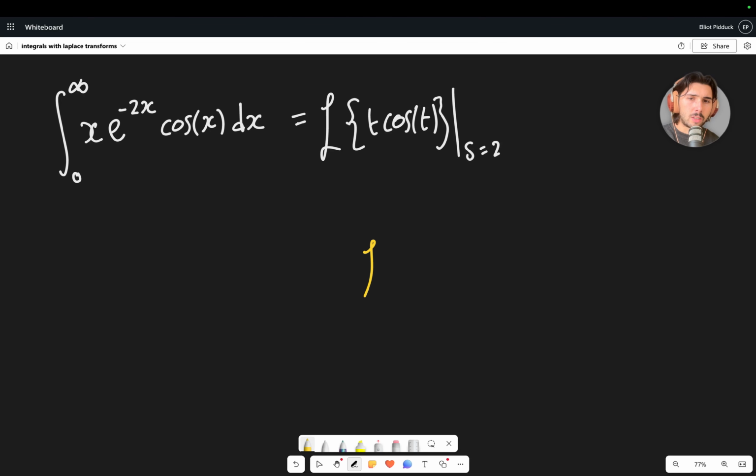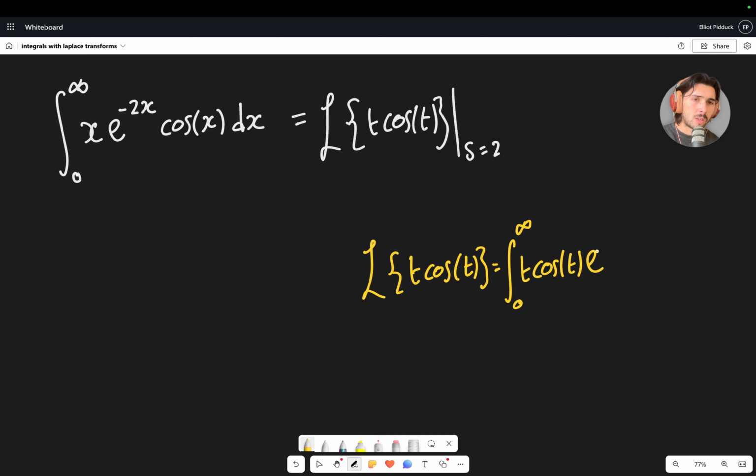Remember, the Laplace transform of t times cos t is nothing more than the integral from 0 to infinity of t times cos t times e to the minus st, because that's all the Laplace transform is. It's the integral from 0 to infinity of the function times e to the minus st. So that's what it looks like. And you can see that's exactly what we have got, but instead of s, we've got the number 2. That's the only difference.